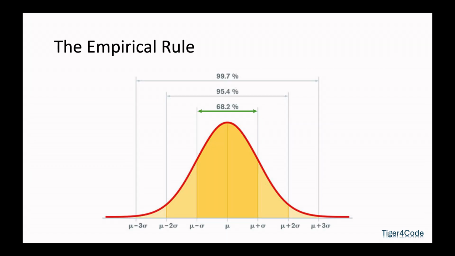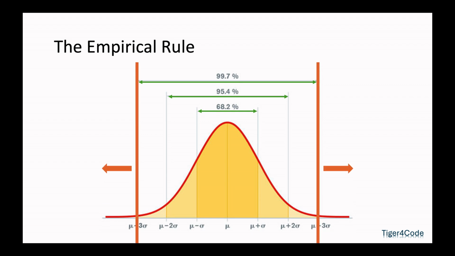About 68.2% of the data falls within one standard deviation of the mean, 95.4% within 2, and 99.7% within 3. Data beyond 3 standard deviations, known as 3 sigma, are rare and often considered anomalies.